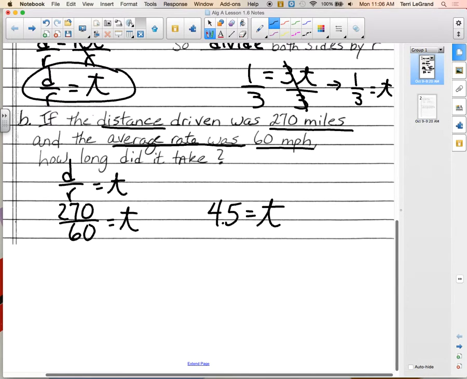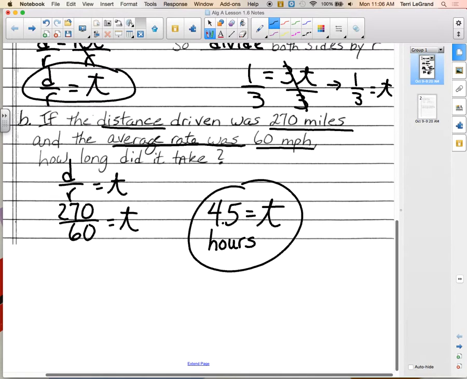And so we would say, like Cody just said, you have to put the label on it. It's going to be 4.5 hours. How do we know it's hours? How do we know it's not days or minutes? Cody, why is it hours? Because when you're dividing 270 miles by 60 mph, or miles per hour, you get 4.5 hours.